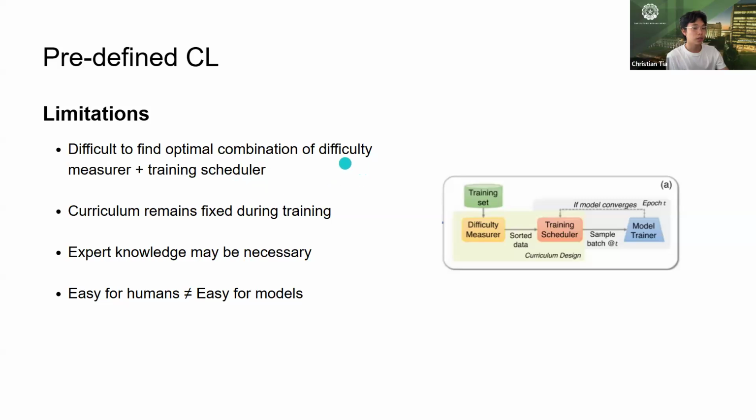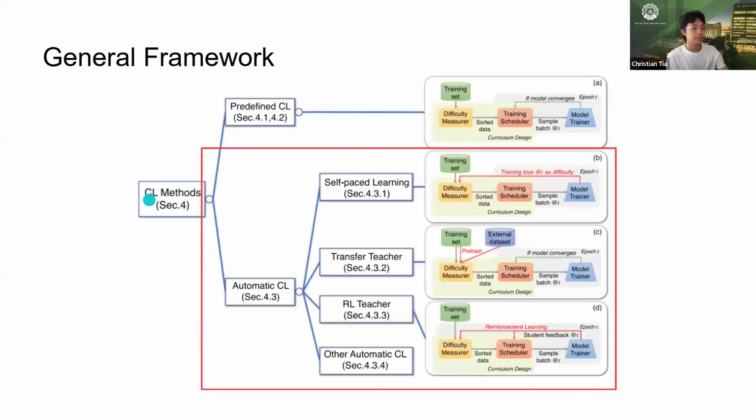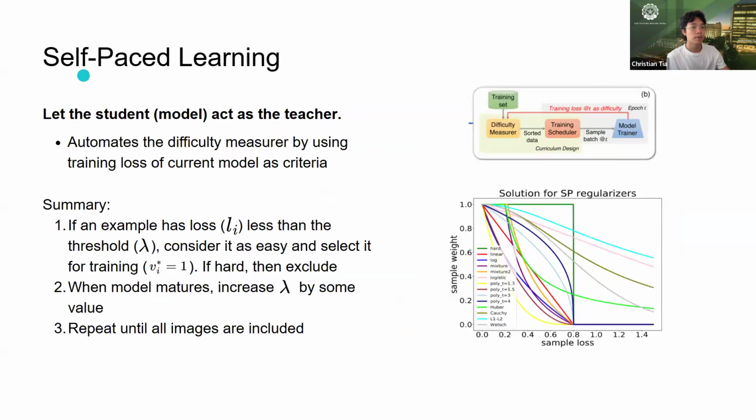One way to help solve the limitations of flexibility and difficulty in selecting the specific difficulty measure is to use automatic curriculum learning, which is the rest of the methods shown in this framework. We'll take a look at self-paced learning first, then transfer teacher, and then RL teacher. So with self-paced learning, you let the student act as the teacher. Since it's self-paced, it automates the difficulty measure by using the training loss of the current model as the criterion.